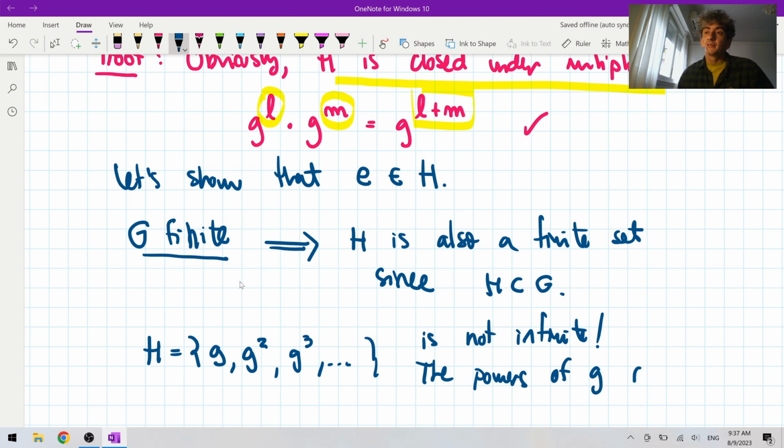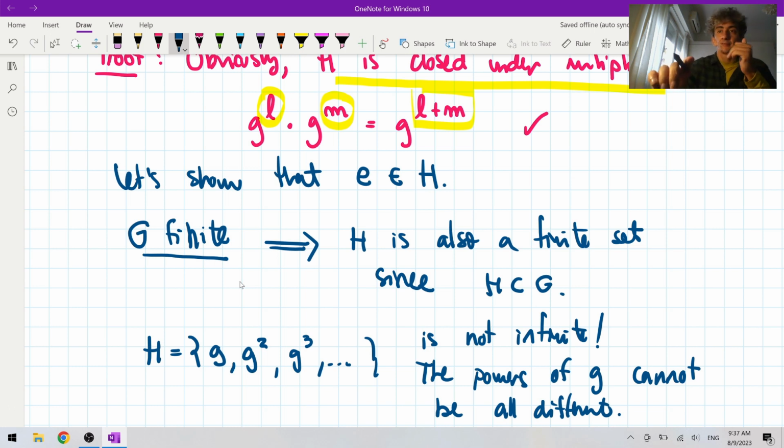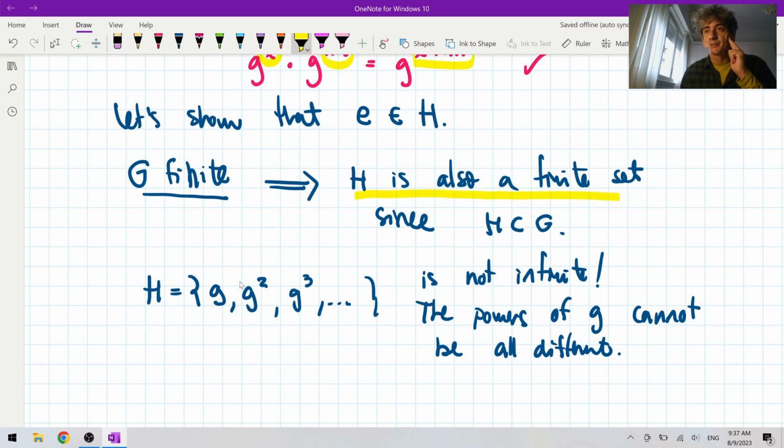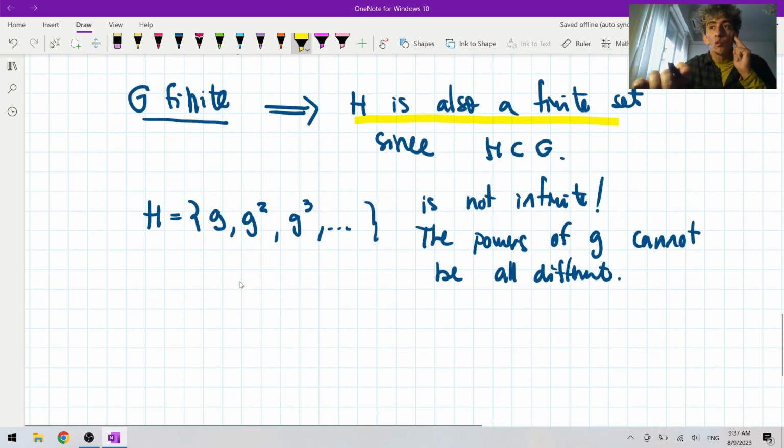G cannot be all different. Okay, so H is a finite set. So this is what's important here. If G is finite, then H is also finite. So what does this tell us?